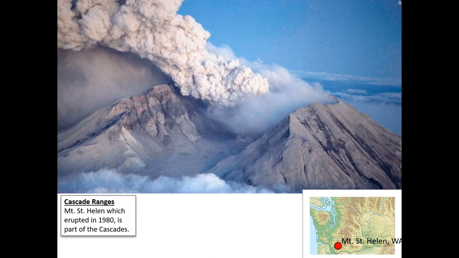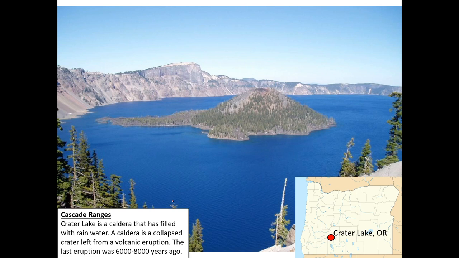So the Cascade Ranges were responsible for the last volcanic, or actually the only volcanic eruption we've had in the contiguous 48 states of America, which is Mount St. Helens in 1980. It's a major eruption. 1 cubic kilometer of material. It's a major eruption.